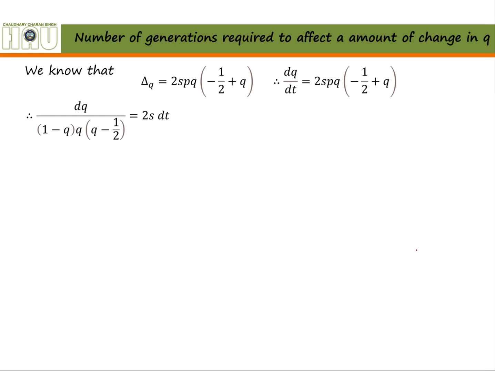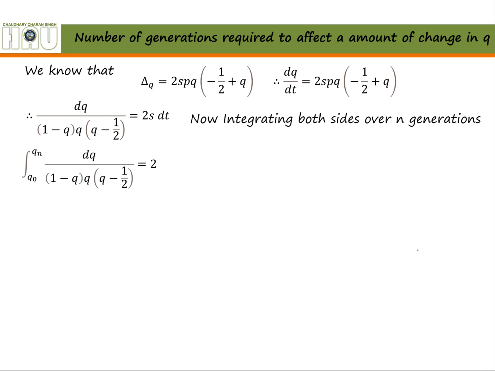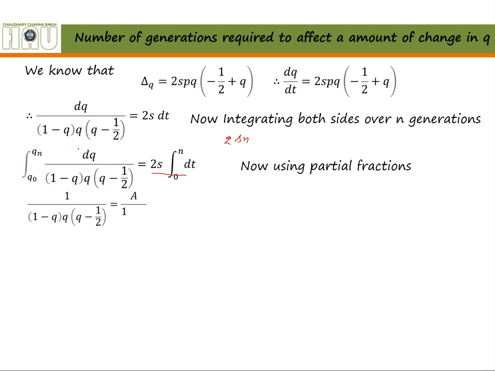And now if we integrate both sides over n generations, what will happen? We will integrate in the range Q0 to Qn, dq times 1 upon Q into (Q minus half), which is equal to 2s dt. So the right hand side will be equal to 2sn, as we have seen in previous sections. So using partial fractions, we will integrate this part.